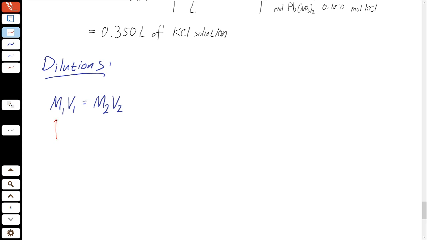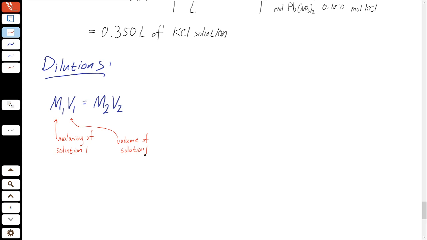So this tells you the molarity of some solution, we'll call it solution 1, times the volume of solution 1 is equal to the molarity times the volume of the diluted solution. So if you dilute a solution, that means you're taking some smaller amount of a more concentrated solution and you're adding water to it to make a more dilute solution.